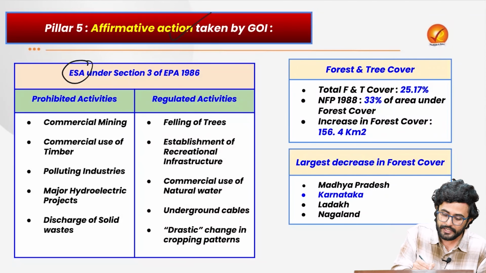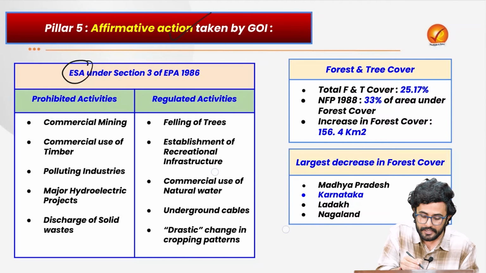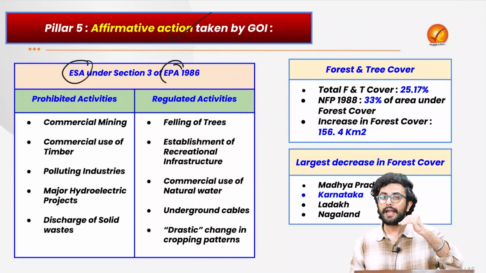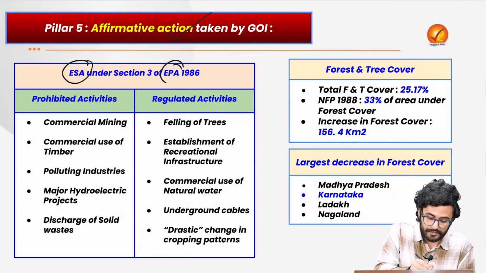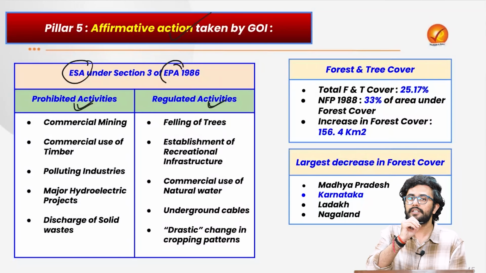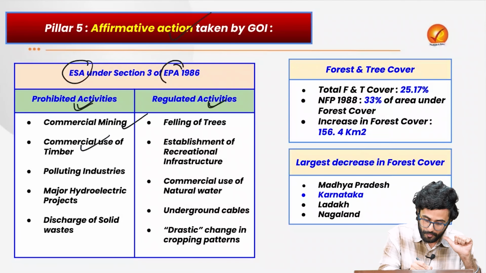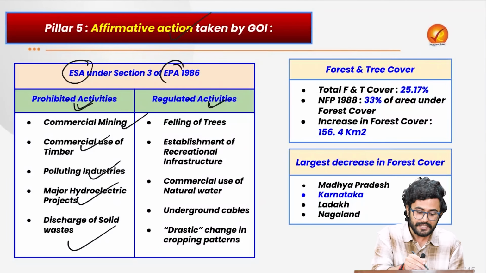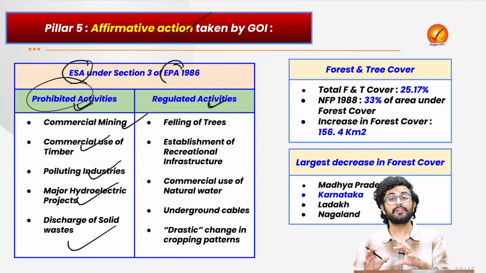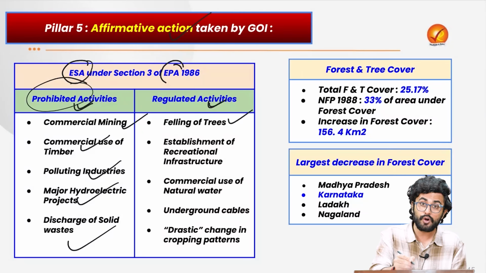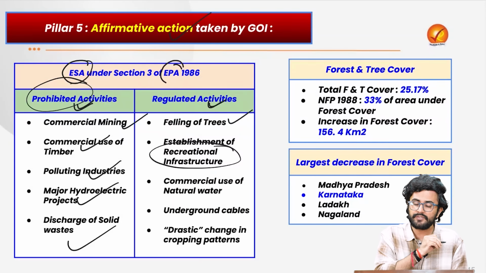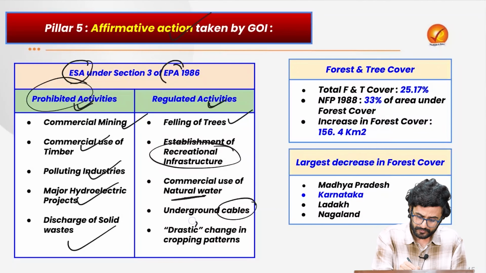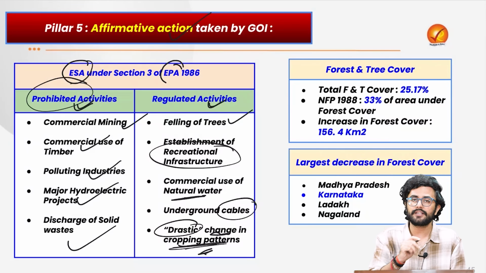First and foremost is to declare ecologically sensitive areas or zones under the Environment Protection Act of 1986, under which, for example, if a particular district like Wayanad has been declared an ecologically sensitive area, then there are certain prohibited activities and certain regulated activities. For example, commercial mining, commercial use of timber, polluting industry, any major hydroelectric project or discharge of solid waste is completely prohibited. Then there are certain activities which are allowed but will be regulated, like felling of trees, so deforestation can take place, establishment of recreational infrastructure, commercial use of water, if the government wants to lay underground cable for digital connectivity, or any drastic change in cropping pattern, even that is allowed.